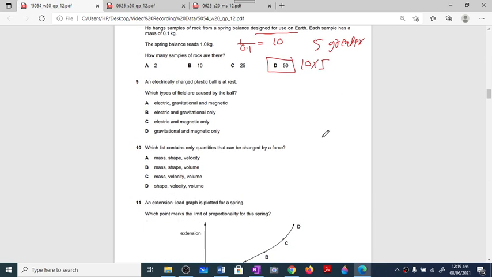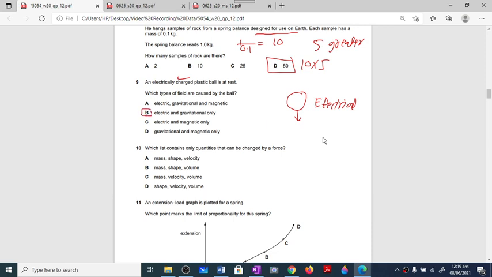Then an electrically charged plastic ball is at rest. So the ball is at rest, its weight will act in the downward direction, and he is saying that the ball is already charged. So it means that there is an electric field as well. So number 1 is the electric field and number 2 is the gravitational field. So for question number 9, option B is the valid option.